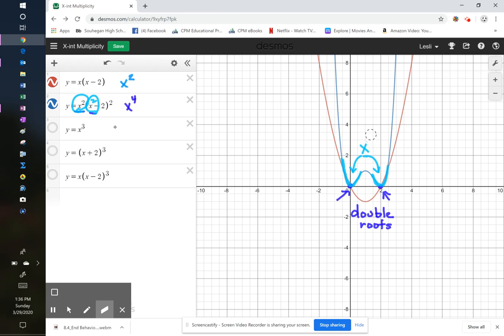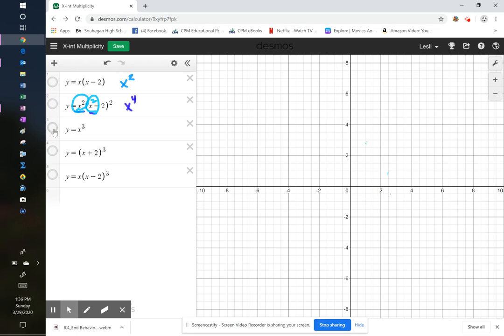Now what I'd like to do is to quickly take a look at what happens when you have a triple root. So now we're going to look at a triple root, and I'm going to look at 3 separate graphs. Here is our triple root at 0. So we have 1 root. Notice that it goes up to that x-intercept, it kind of flattens out a little bit, and then it goes up.